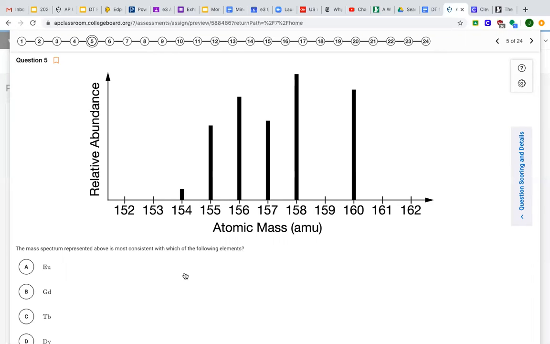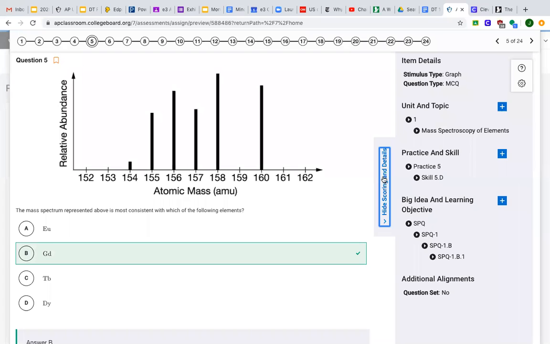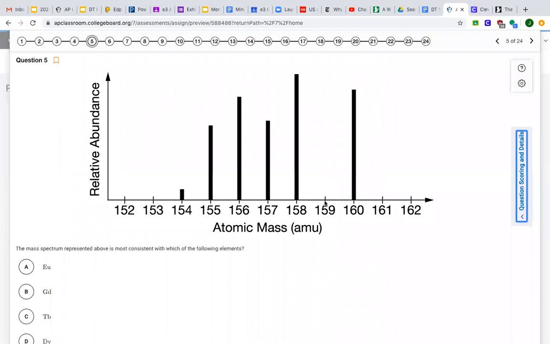Gadolinium. Yeah, gadolinium. Okay, so Gd, gadolinium it is. Nice job, gentlemen. Any questions about this one? Nope. Okay.